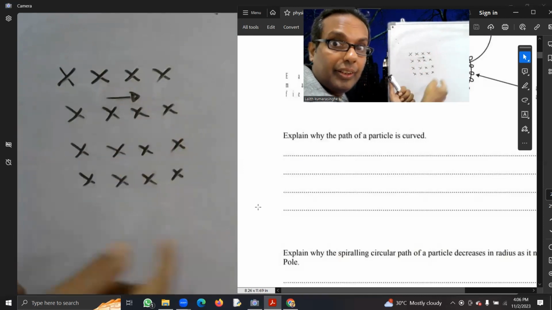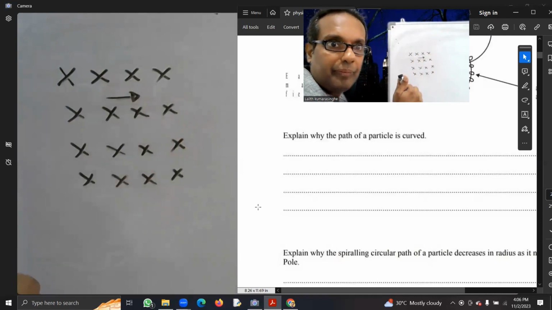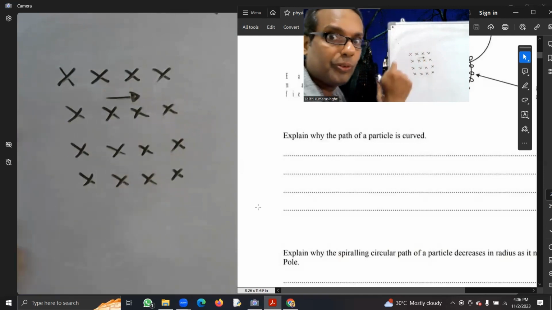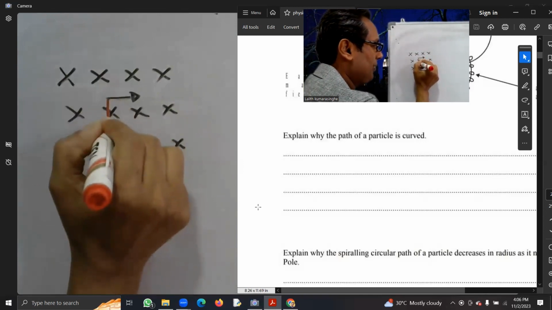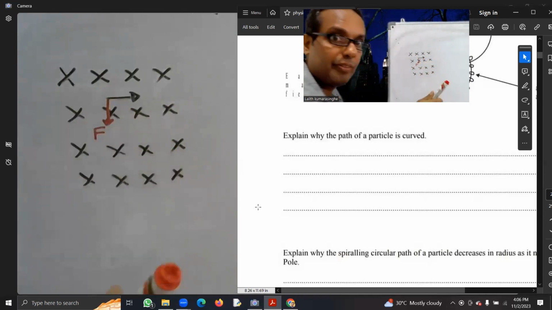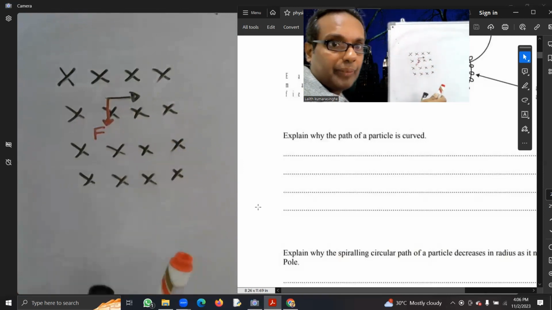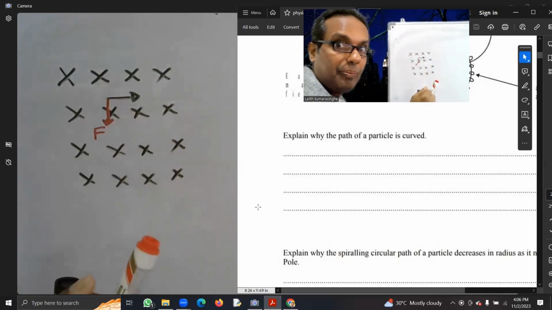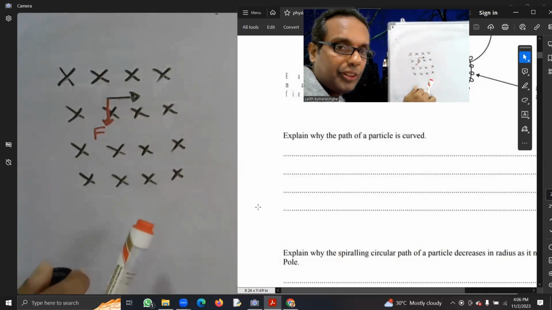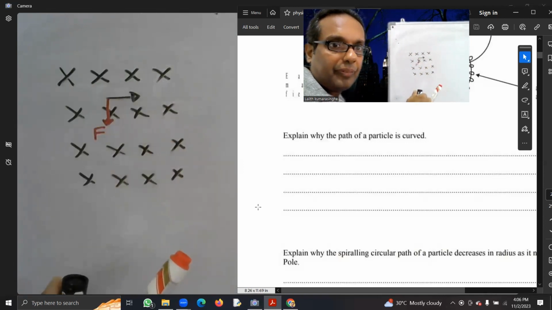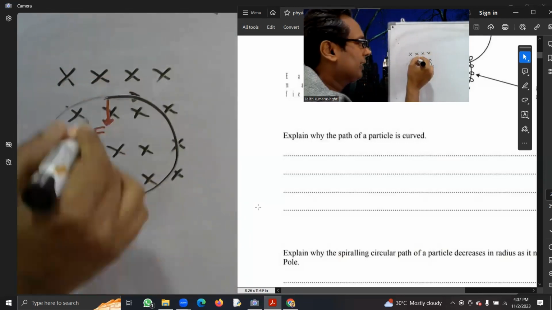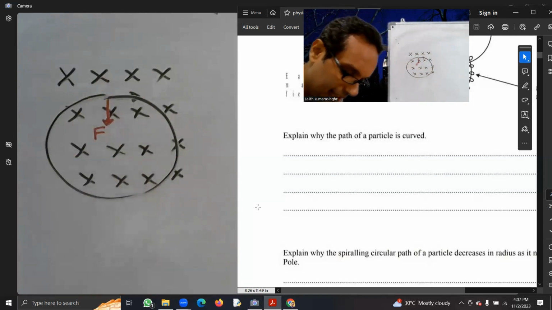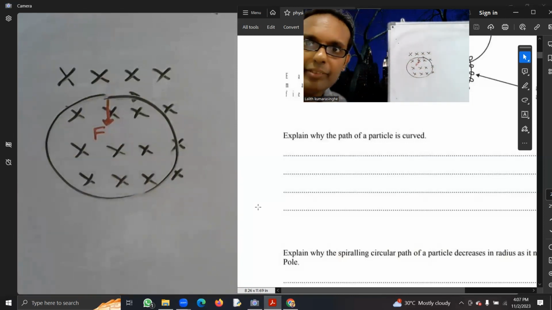There's a current. So by Fleming's left-hand rule, the charged particle will experience a force perpendicular to the magnetic field. By Fleming's left-hand rule, the charged particle will experience a force perpendicular to the motion. Therefore, it will move in a curved path, so it will move in circular motion.